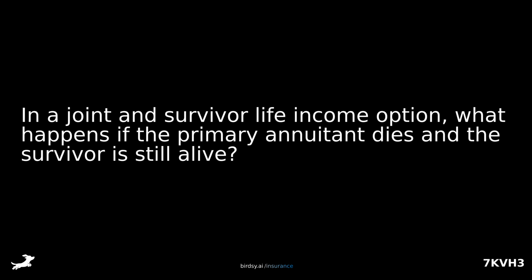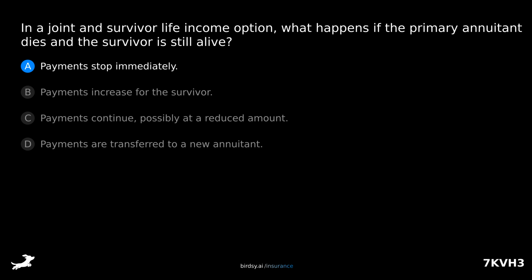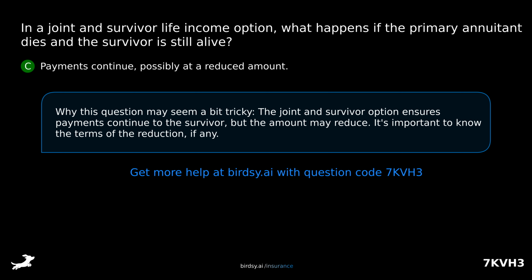In a joint and survivor life income option, what happens if the primary annuitant dies and the survivor is still alive? Is it A, payments stop immediately? B, payments increase for the survivor? C, payments continue, possibly at a reduced amount? Or D, payments are transferred to a new annuitant? The answer is C, payments continue, possibly at a reduced amount. Why this question may seem a bit tricky. The joint and survivor option ensures payments continue to the survivor, but the amount may reduce. It's important to know the terms of the reduction, if any.